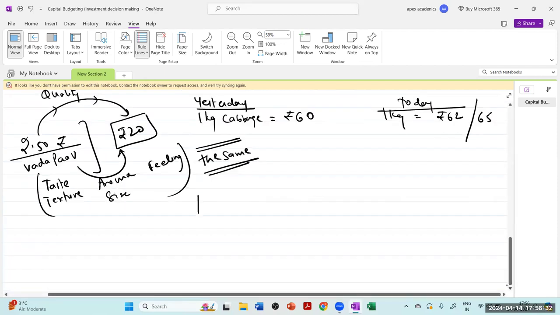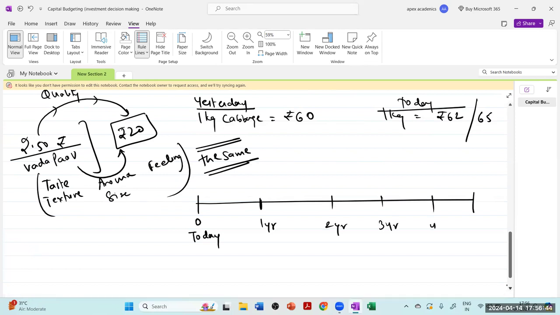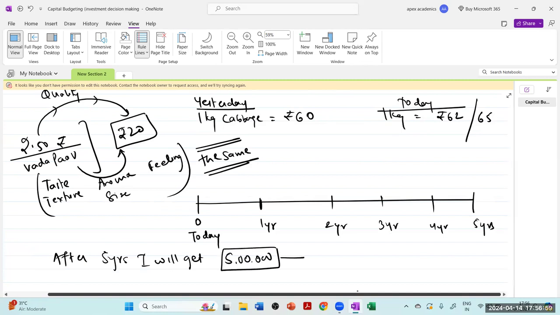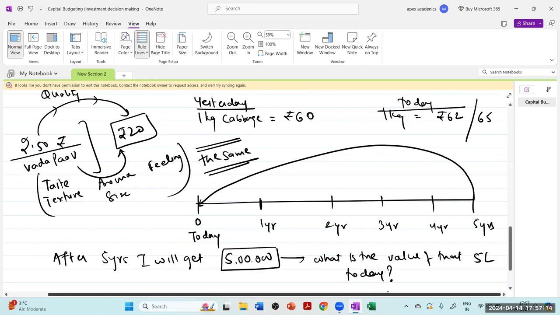Now, what is the meaning of present value? This is year 0, that means today. 1 year, 2 years, 3 years, 4 years, and 5 years. After 5 years, I will get 5 lakhs. What is the value of that 5 lakhs today? The money that I'm going to get after 5 years, what is its value today?